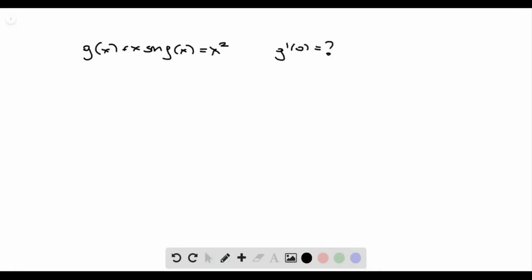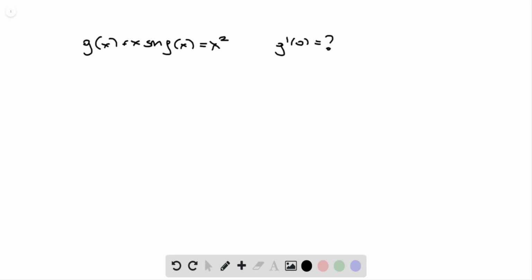In this problem, we're given an equation, and we are asked to find the derivative of function g when x is 0. Let's first find the value of that function when x is 0. So let's first find g of 0. So we're going to plug 0 in for x.